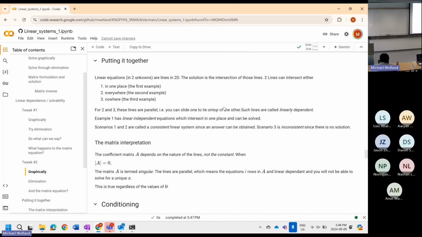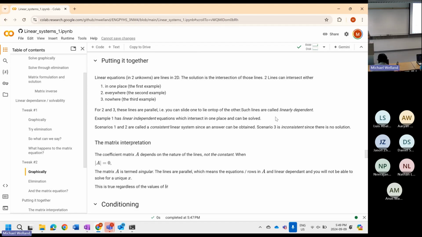So what this means, putting it together, is that linear equations in 2 unknowns are lines. The solution is the intersection, and the lines can either intersect in one place, every place, or no places at all. For 2 and 3, the lines are parallel. So this is a property of the matrix itself, matrix A. It means they're linearly dependent: you can take one of the lines, shift it over a little bit, and it falls on top of the other one. It also means you can't invert it, regardless of what you put for your constant vector B.